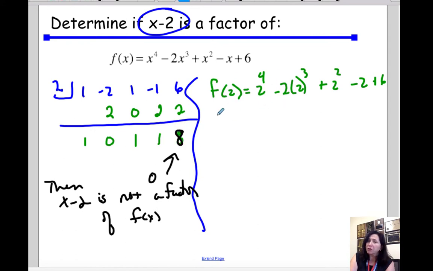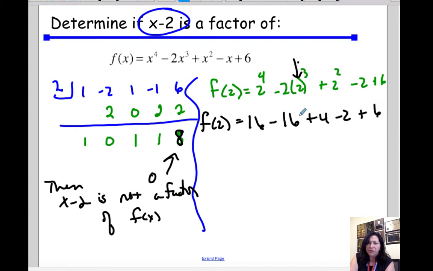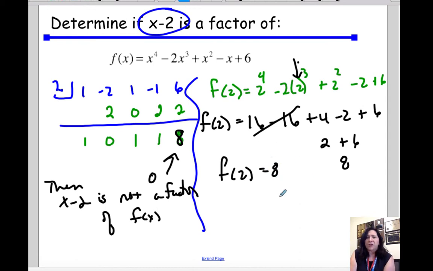Okay, so let's double check our work. Let's plug in 2. We've got 2 to the 4th. 2 times 2 is 4, times 2 is 8, times 2 is 16. Minus 2 to the 3rd power is 8, 8 times 2 is 16. Plus 4 minus 2, add 6. So 4 minus 2 is 2, and 2 plus 6 is 8. So plugging in f of 2, I do get 8. Technically it's not a 0, but I do have a point on my graph. If I wanted to graph it, the point would be 2, 8.